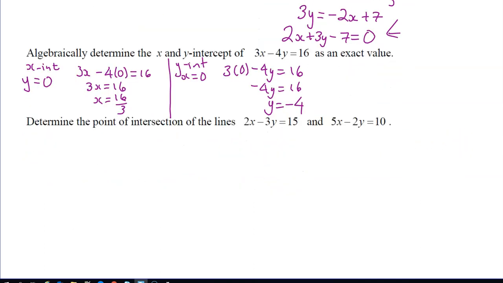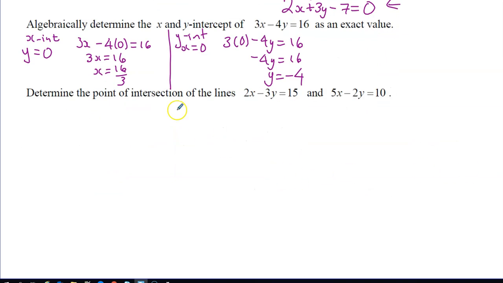Determine. What does determine mean again? And this is algebraically determine, right? Means using algebra. Determine the point of intersection of the lines. Well, sounds a lot like we are solving a system of equations, right? So let's call this equation 1. We'll call this guy equation 2.